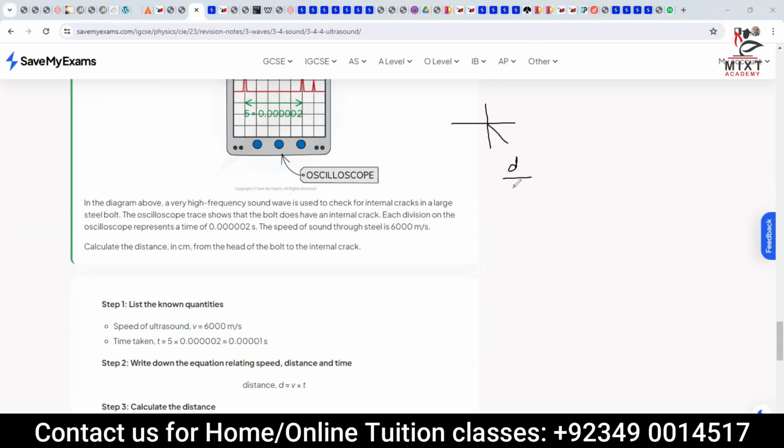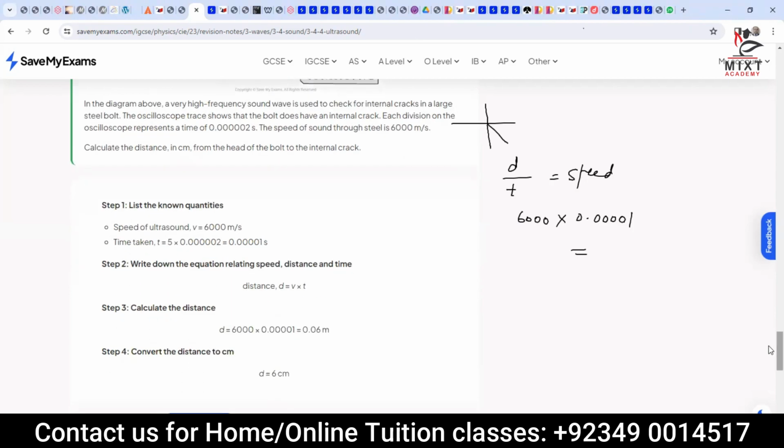Distance divided by time is equal to speed. Now, the speed which is given here is 6,000. So 6,000 multiplied by the time. Time is given as 0.00001. So your distance will be how much? 0.06 meters. When you convert it into centimeters, it will be 6 centimeters. So this is the crack we have internally. All right.